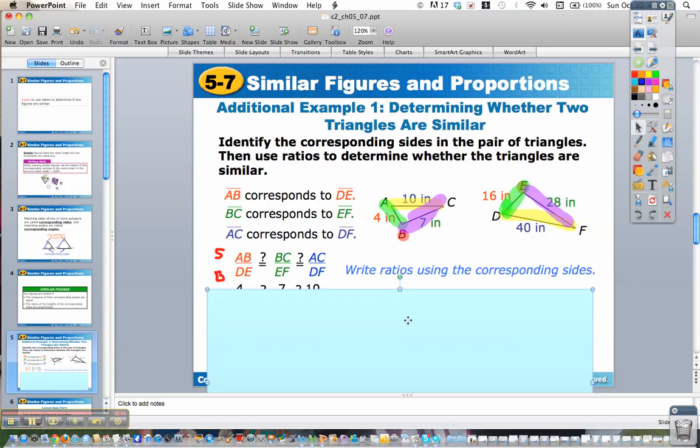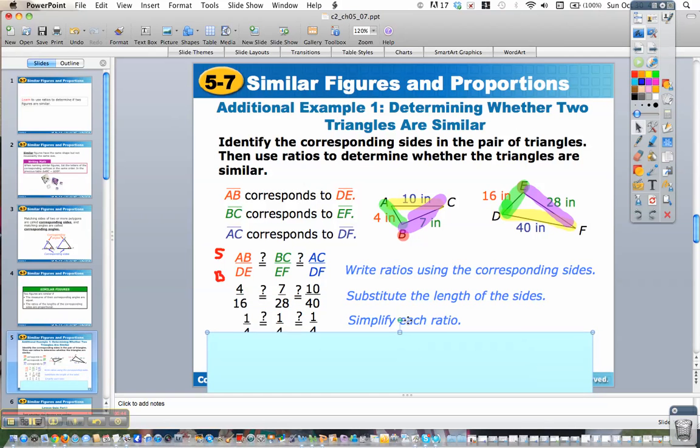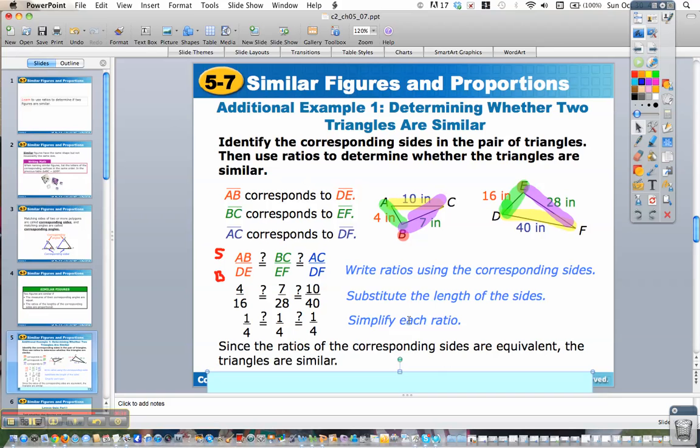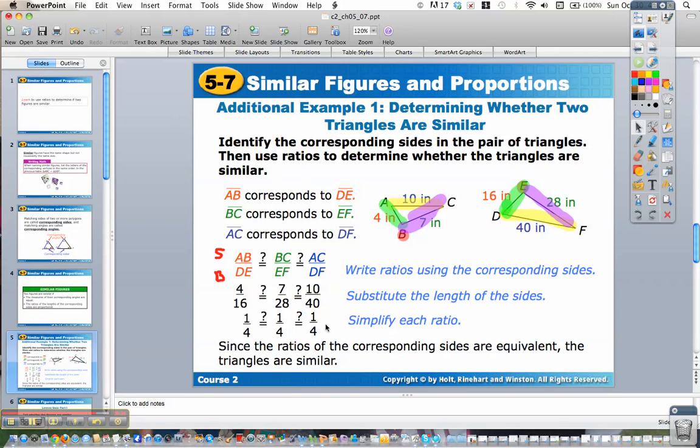To solve that, all we have to do is plug in the values: 4 over 16, that's AB over DE, 7 over 28, and then simplify those ratios down. Since they all simplify to 1/4, we know that the triangles are similar.